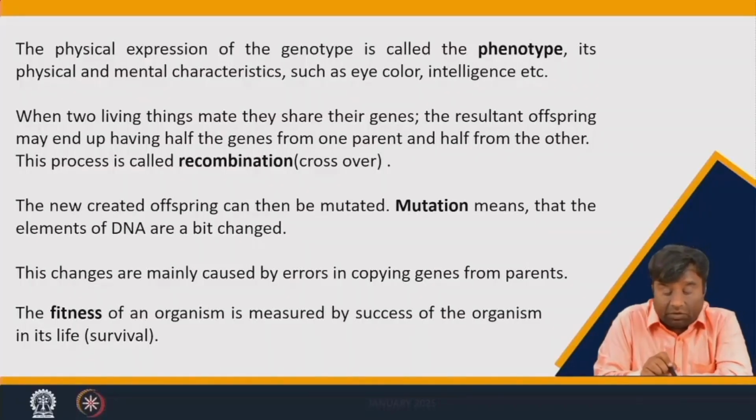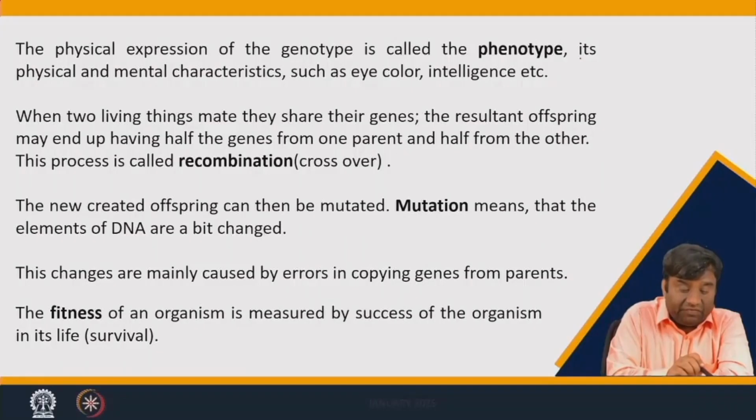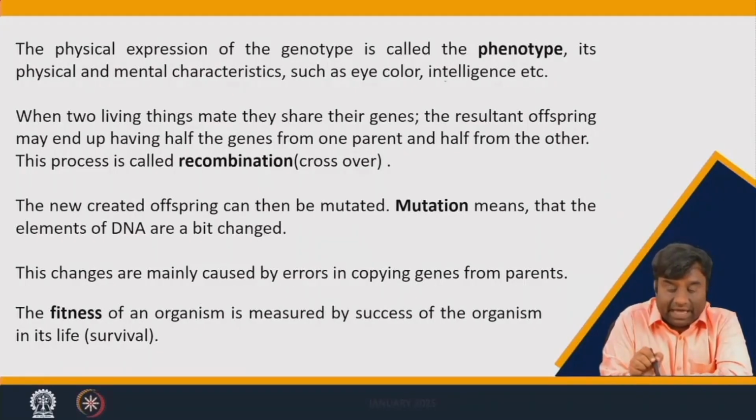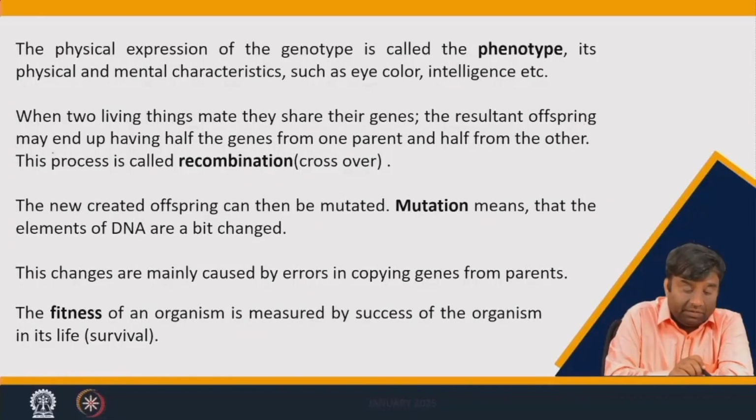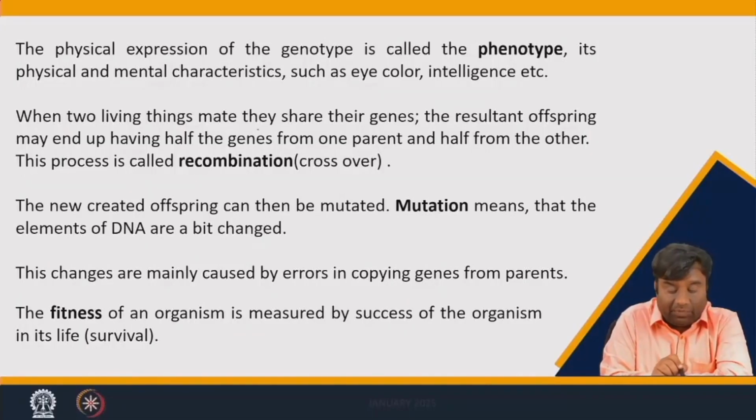The physical expression of a genotype is called the phenotype. So its physical and mental characteristics such as eye color, intelligence, etc. When two living things meet, they share their genes. The resultant offspring may end up having half of genes from one parent and half from the other. This process is called recombination or crossover. So remember this term, crossover.